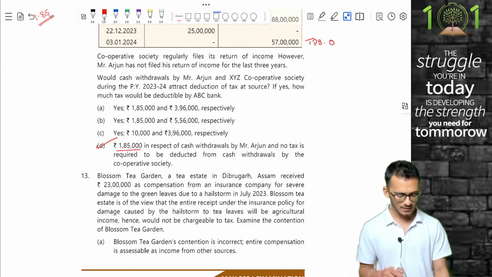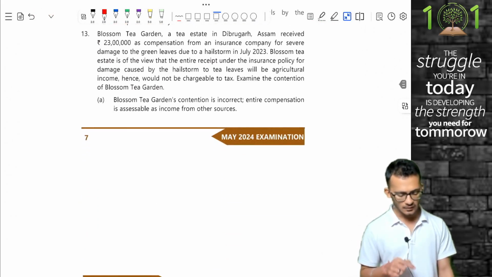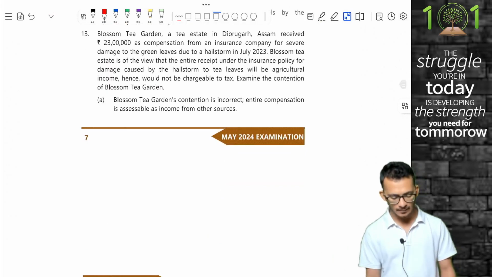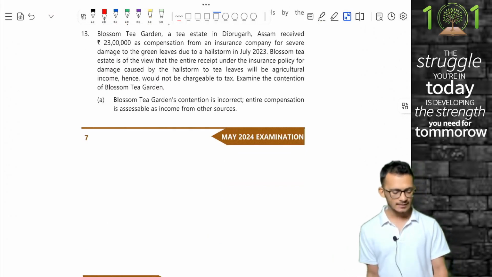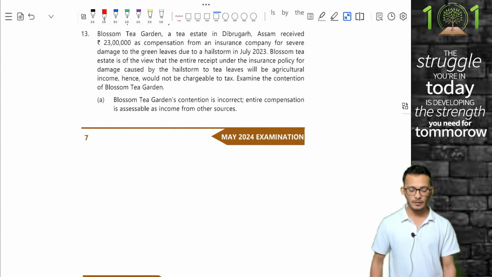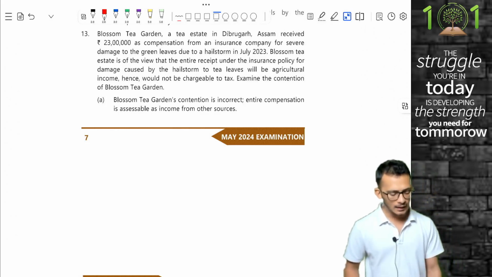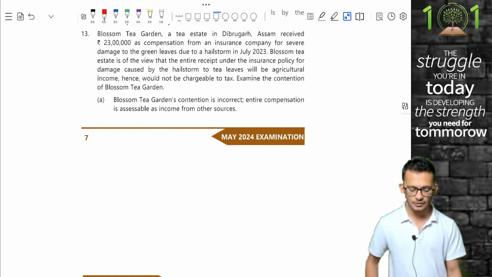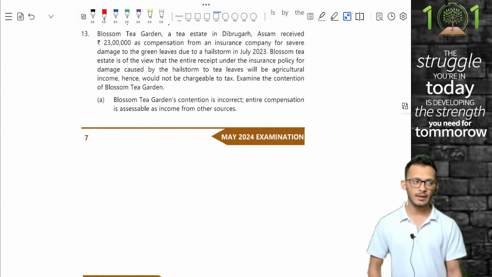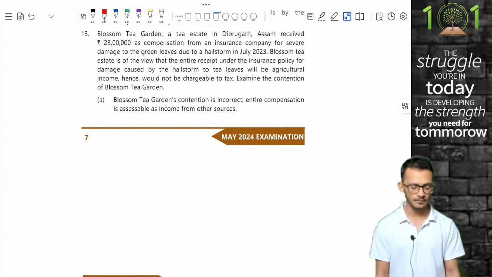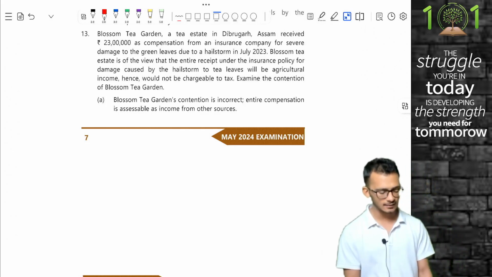Anyway, question number 13. Blossom Tea Garden is a tea estate in Dibrugarh, Assam. It received 23 lakhs as compensation from an insurance company for severe damage to the green leaves due to hailstorm in July 2023. So there was some tea garden whose products were damaged because there was a hailstorm. They got an insurance compensation of 23 lakhs.